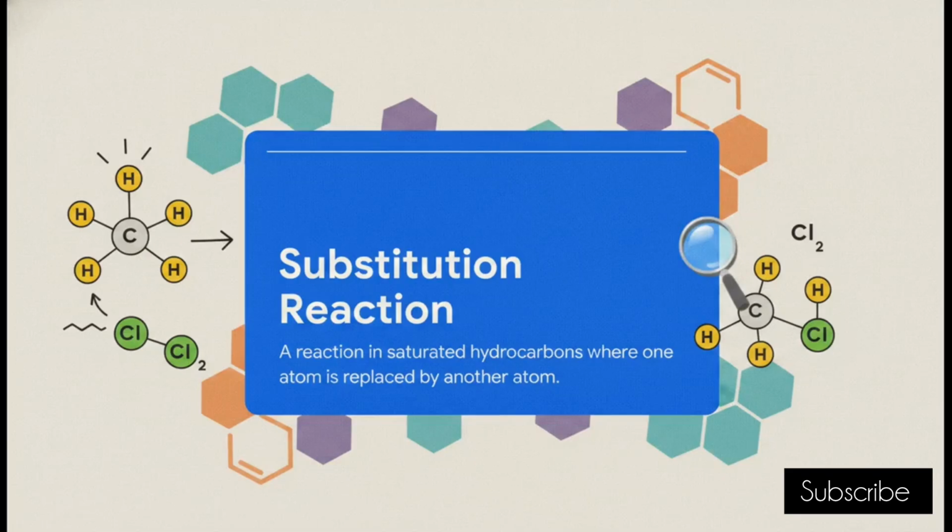Okay, the third key reaction is the substitution reaction. Unlike addition reactions, these occur in saturated hydrocarbons. Because the compound is already totally saturated, we can't just squeeze in more atoms. Instead, one atom has to be replaced by another atom. It's basically a swap. A classic example is when methane reacts with chlorine in the presence of sunlight. One hydrogen atom in the methane is swapped out, or substituted, by a chlorine atom.